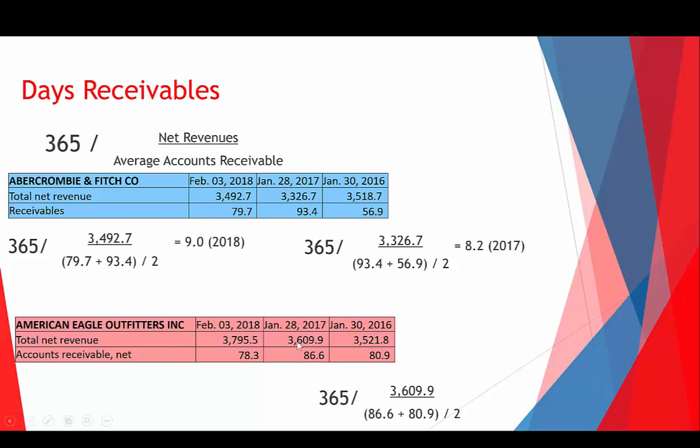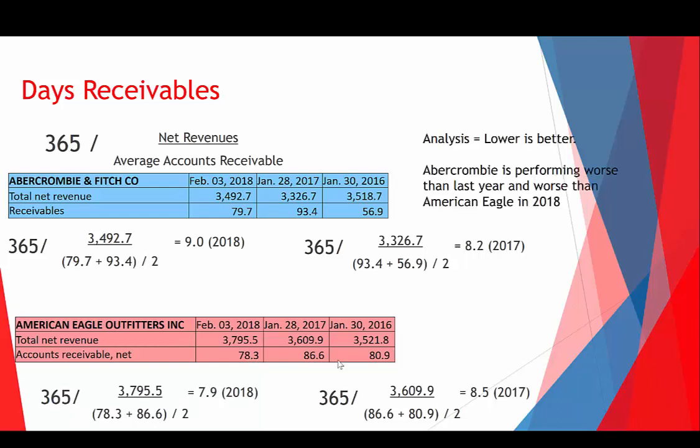So again, American Eagle for 2017, we take 2017 revenue divided by 2017 ending AR plus beginning AR over 2 to figure out the average, and they get 8.5. And then if we look at 2018, they're at 7.9. Oh, hey, American Eagle looks like they're improving. Yeah, they're getting better. Let's clarify: lower is better. We want to collect our receivables more quickly. So Abercrombie got a little worse last year, and American Eagle got a little better.